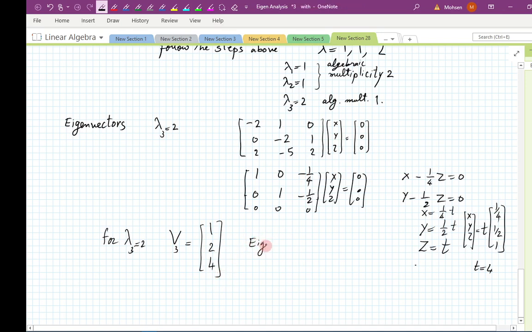Eigenspace. Several ways of writing it. One is just this multiple. Another one is just any multiple of this one. It doesn't matter which one of them you pick, for all values of t. Or another style of referring to this thing: span of that.